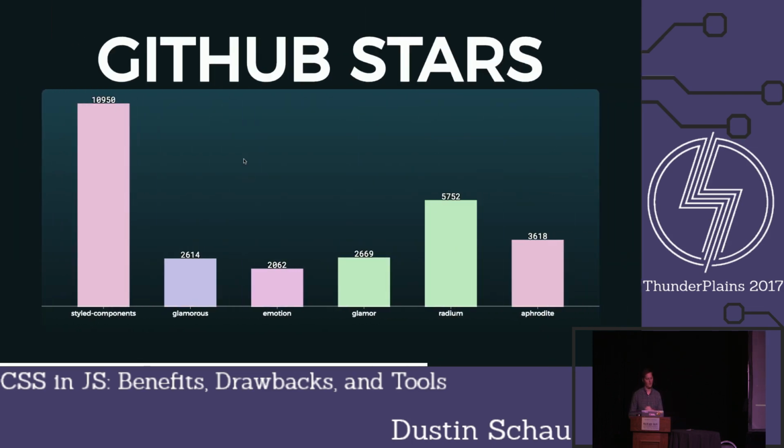So again, I think it's just useful to see GitHub stars. So styled-components is far and away the number one most starred library. It has almost 11,000 stars. Next closest is Radium, which is one of the first CSS and JavaScript libraries, which has about 5,000. So styled-components is very, very starred, very, very popular. Seems to be the real big dog in this scene.